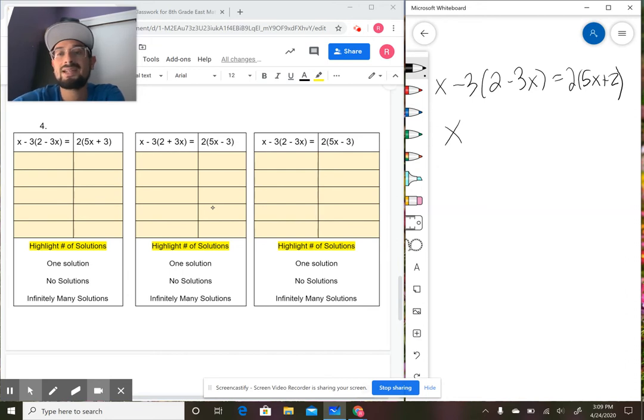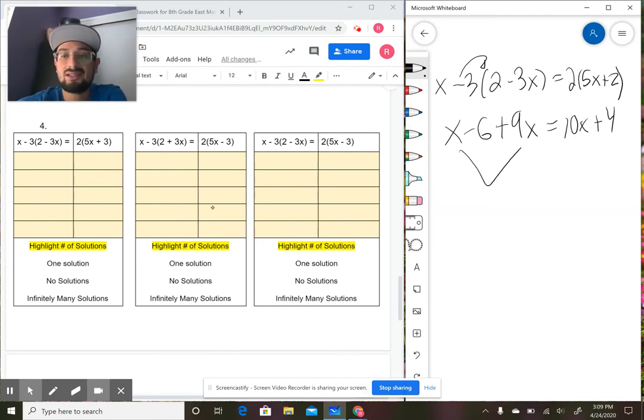So you see this is a minus 3. It's going to be negative 3 times negative 2 with positive 2, which is negative 6. Negative 3 times negative 3 is positive 9x equals 10x plus 4. So you see how there's two x's here? x means 1x, so it's going to be 10x minus 6 is equal to 10x minus 6.